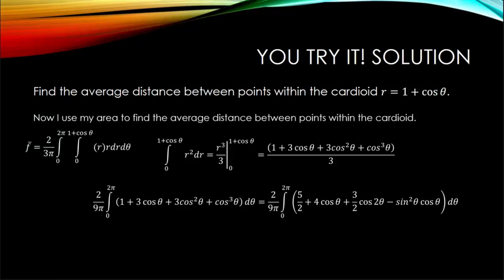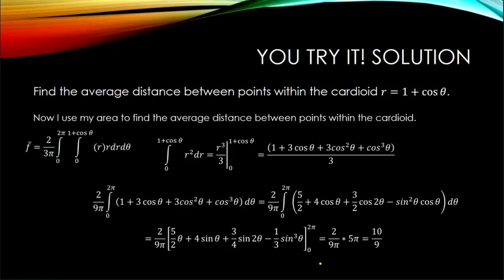I'm going to make some substitutions in the trig functions inside my integrand, which is going to give me 2 over 9 pi times the integral from 0 to 2 pi of 5/2 plus 4 cosine theta plus 3/2 cosine 2 theta minus sine squared theta cosine theta all times d theta. I integrate that term by term, and I get 2 over 9 pi times the quantity 5/2 theta plus 4 sine theta plus 3/4 sine 2 theta minus 1/3 sine cubed theta, all evaluated from 0 to 2 pi. I plug in those limits of integration and simplify. I get 2 over 9 pi times 5 pi, which equals 10 over 9.